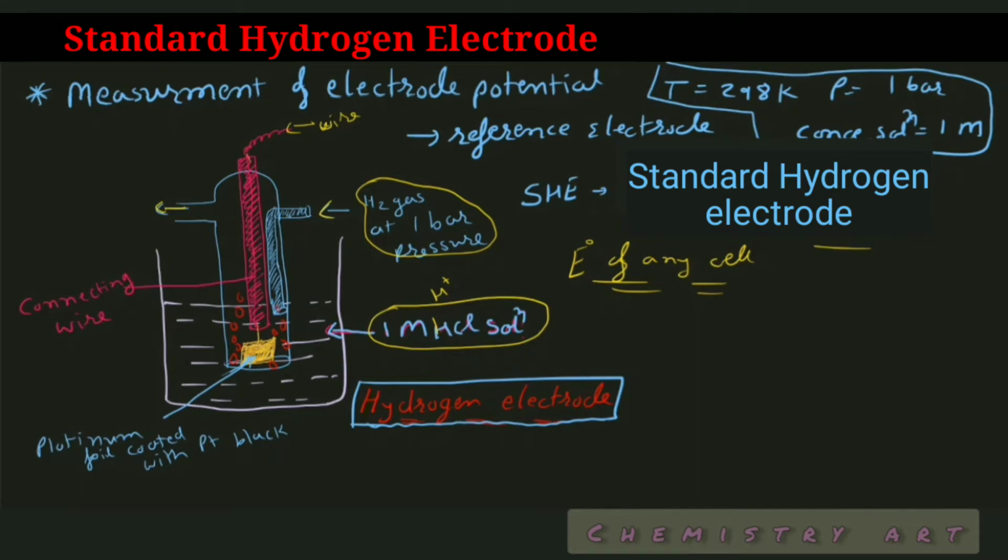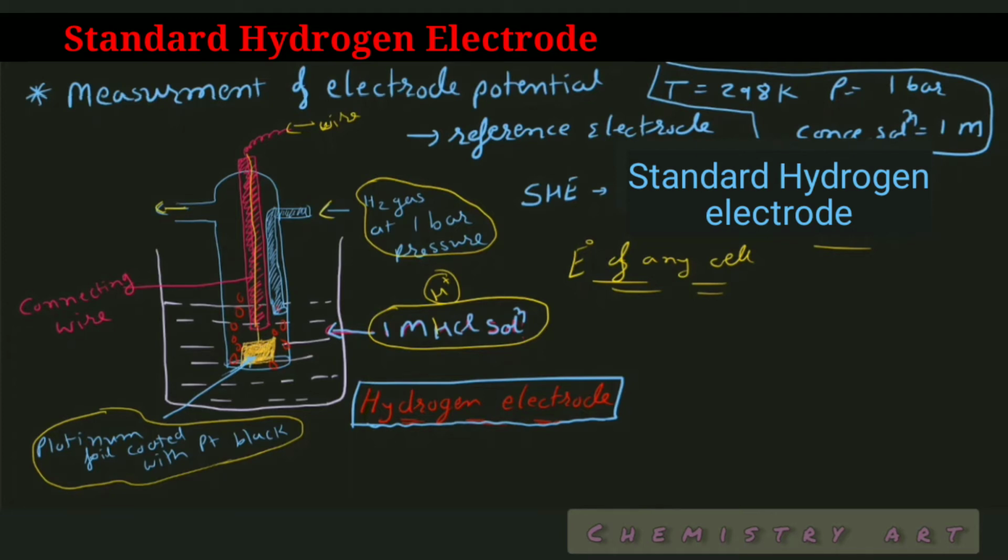Now see what else we have in the electrode. The wire is attached to the platinum foil coated with platinum black. It is just for transfer of electrons from the solution to the wire or from the wire to the solution. Gaining or losing of electrons is done by the hydrogen gas or hydrogen ion from the solution.